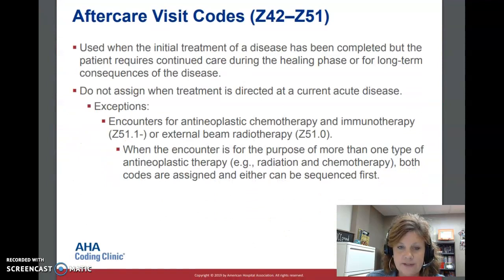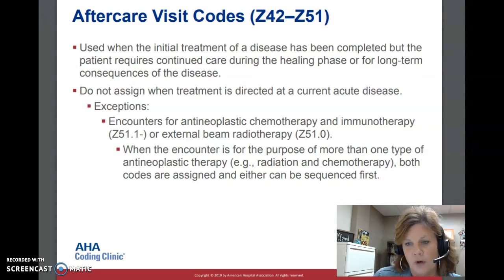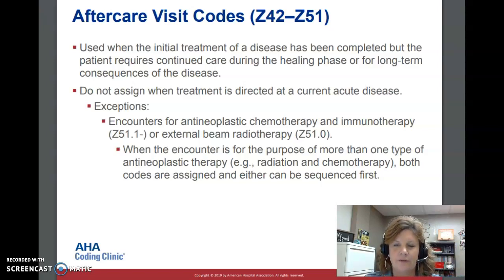There's aftercare visits. This could be anybody coming in for aftercare, if they had a fracture and they're coming in just to be seen for aftercare to make sure everything's healing. You're going to put a Z code on that admission.